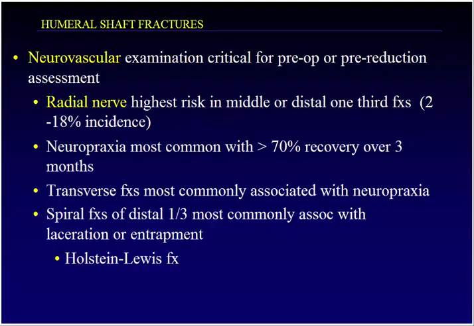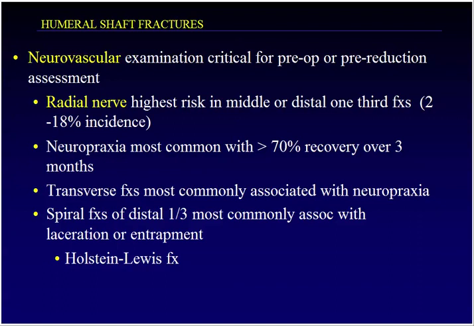Neurovascular examination in humeral shaft fractures is a very critical point because, as you know, many humeral shaft fractures are associated particularly with radial nerve injury. So the radial nerve is at the highest risk in fractures of the middle or distal 1/3 of the humeral shaft, and the incidence is anywhere from 2 to 18%. Neuropraxia is the most common type of injury that you see, and over 70% of these will spontaneously recover over a period of about 3 months.